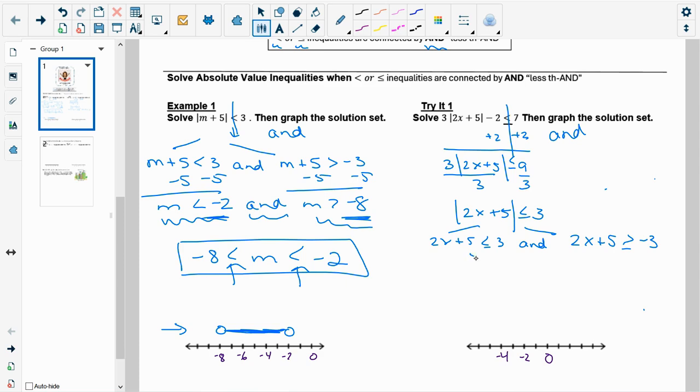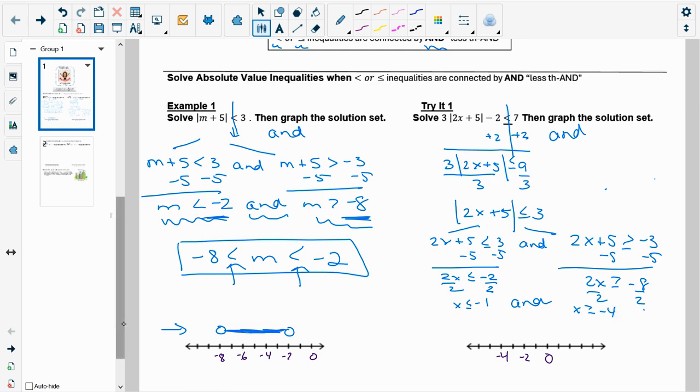So I'm going to bring the negative 5 to the other side, and I have 2x is less than or equal to negative 2. Divide both sides by 2, and x is less than or equal to negative 1. Then on the right-hand side, again, I'm going to use the and. I'm going to bring this 5 to the other side, and I have 2x is greater than or equal to negative 8. Divide both sides by 2, so I have x is greater than or equal to negative 4.